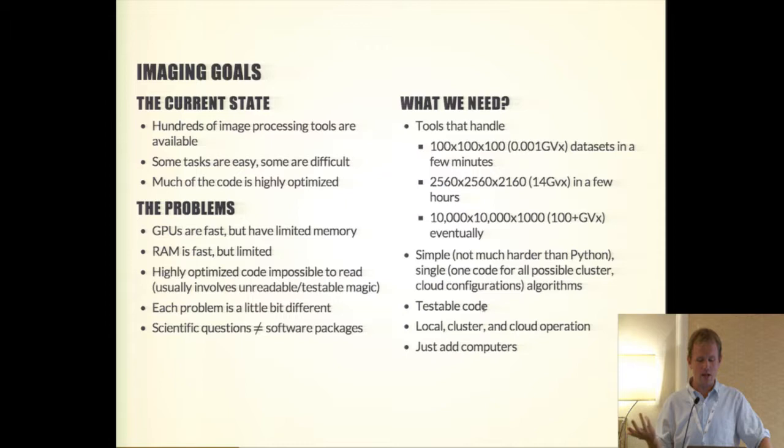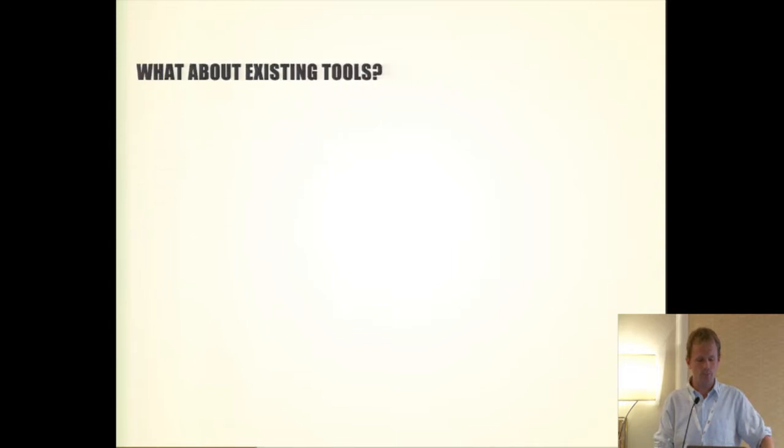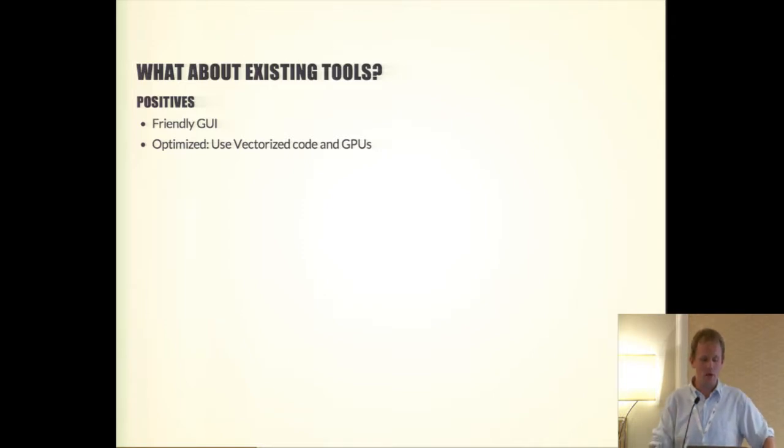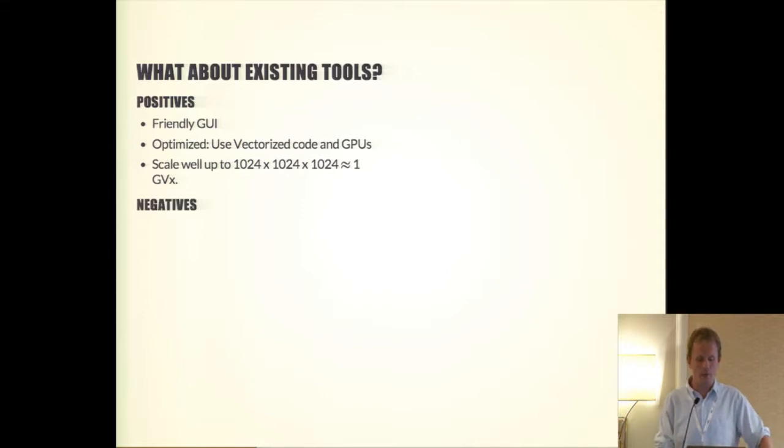It sort of needs to be testable, and it would be nice if you could just add computers in to get more computational power. So going back to existing tools, because before you jump to a completely new platform like Spark, you need to be quite sure that there's nothing available now that does what you need. Usually they have a very friendly GUI, so you can interact with them easily. They're optimized. They scale well up to about a gigavoxel, but they tend to do very poorly above that point.